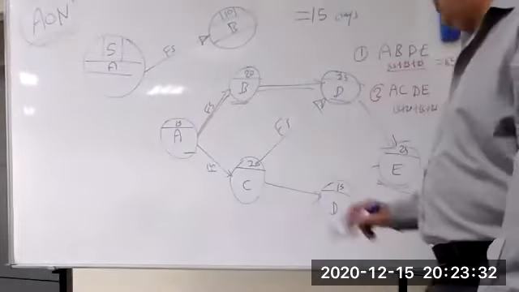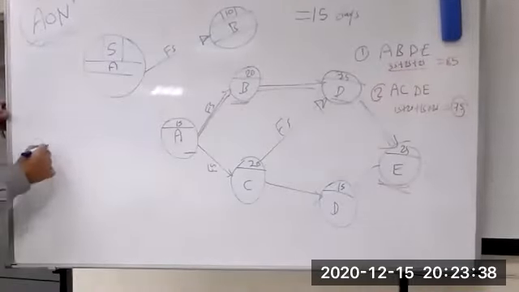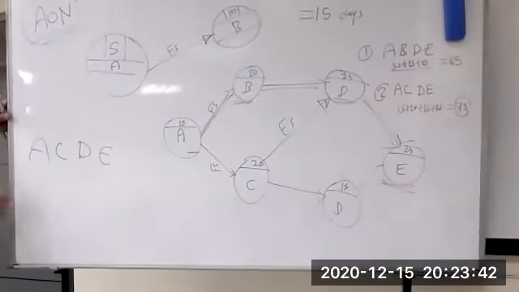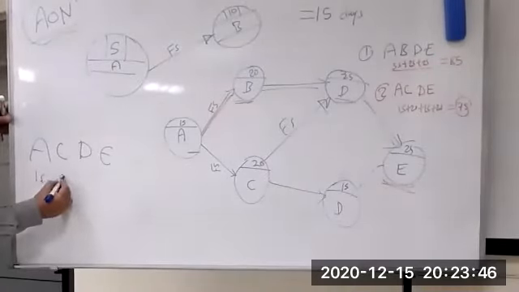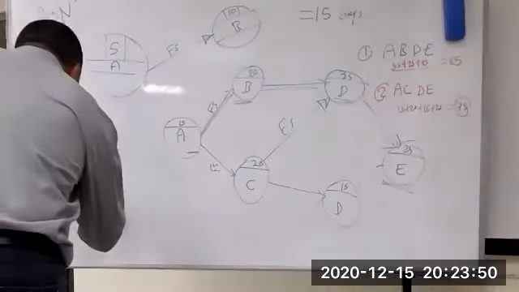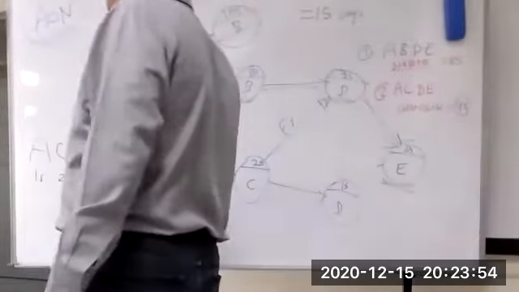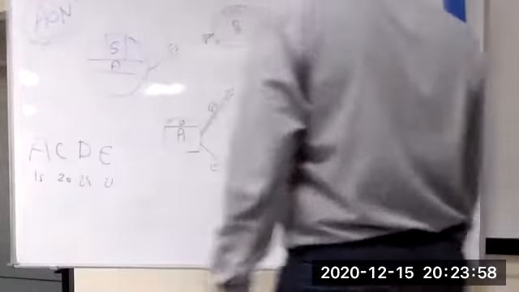There's another route now: A, C, D, E. Another duration. A, how many? Added 15. With C, added 20. With D, added 25. And the E, 25. You add 25 with 25, 50. 50 plus 75 is 85.